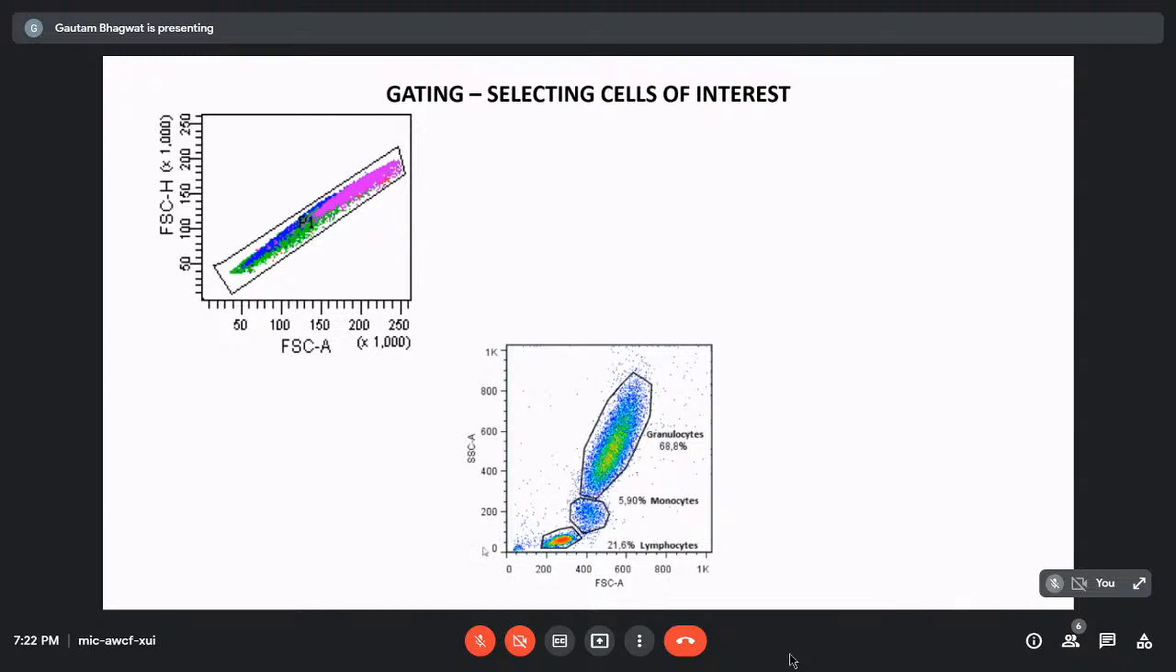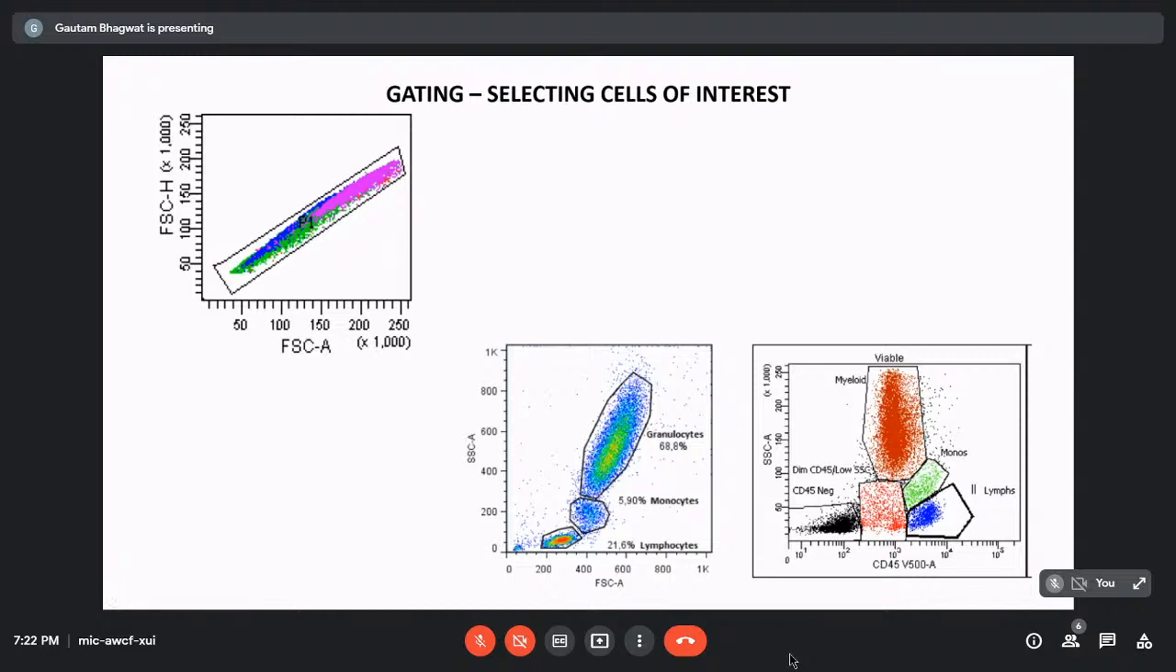So we remove this debris and analyze only these cells. Once this gate is done, the next step is CD45 versus side scatter gate. In the CD45 side scatter gate, side scatter is telling you the granularity, the myeloids having the most and the lymphoids the less. But here the difference is that CD45 is brightest in the lymphocyte.